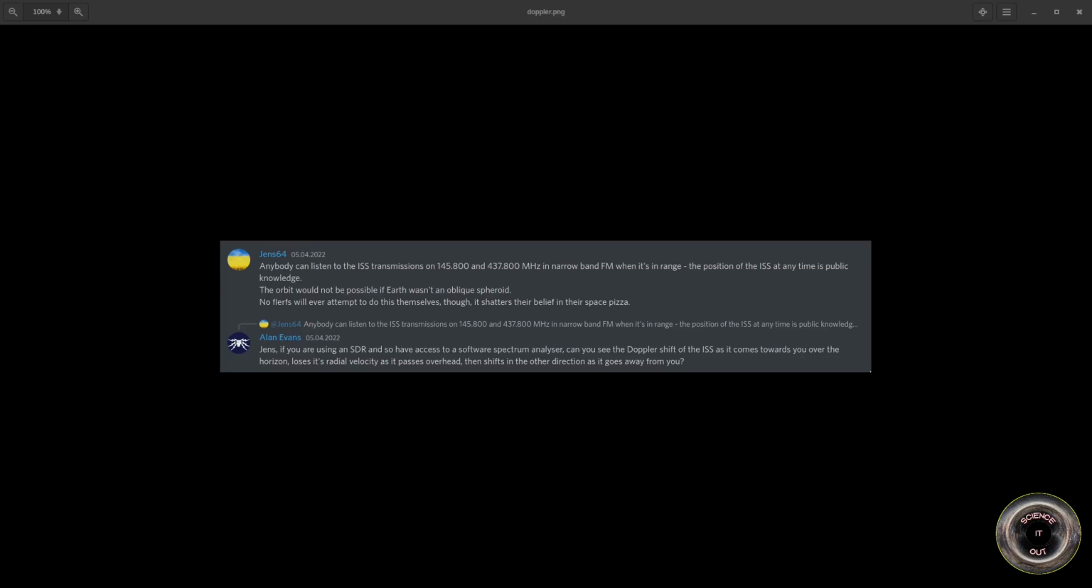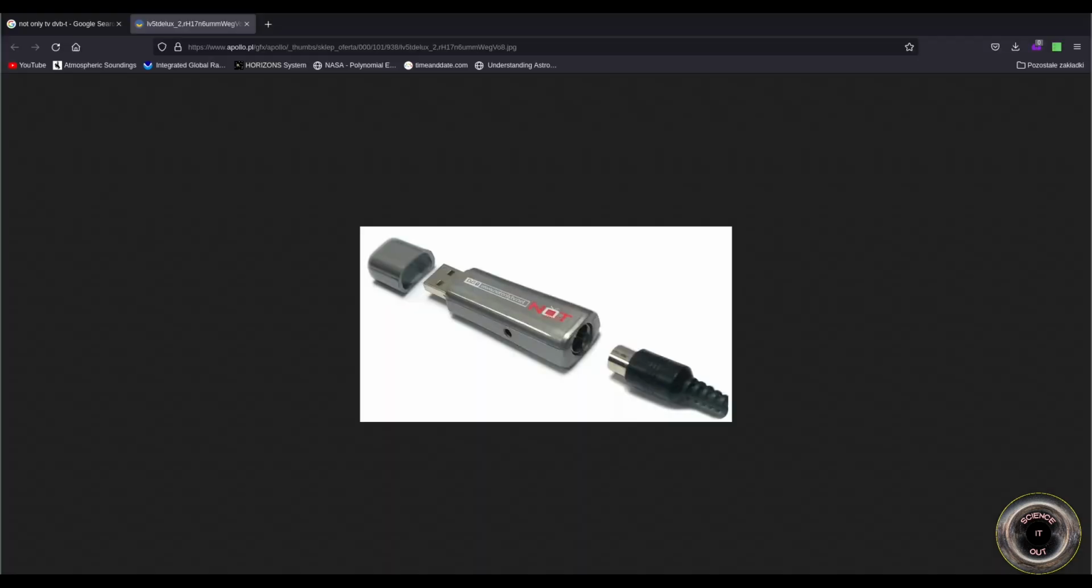A few days ago, Alan Evans suggested on Blue Marble Science's Discord server that one could use a software-defined radio, or an SDR, to measure the Doppler shift of the ISS. That got me thinking. I had a cheap SDR in the form of a DVB-T tuner USB dongle, so maybe I could do that. So I started trying.